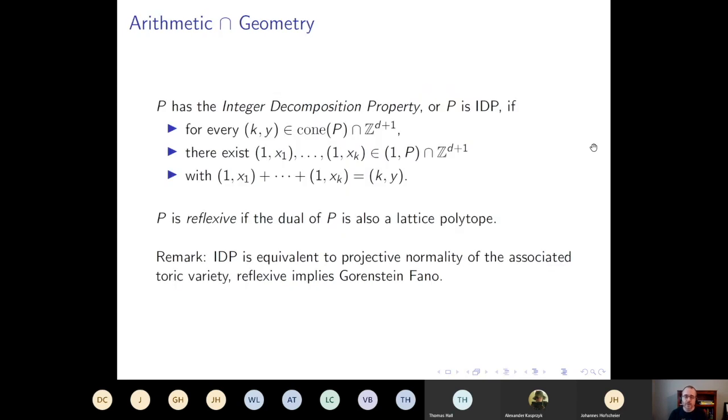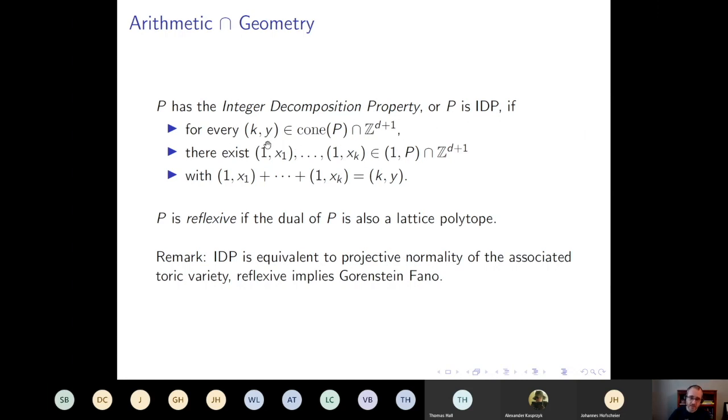And so the two conditions that we're particularly interested in are at the intersection of arithmetic and geometry in this lattice polytope picture. One is that P has the integer decomposition property, or we'll abuse language and just say P is IDP. Sometimes I'll say P has the IDP. Sorry if you're a grammar fanatic, it's going to bother you.